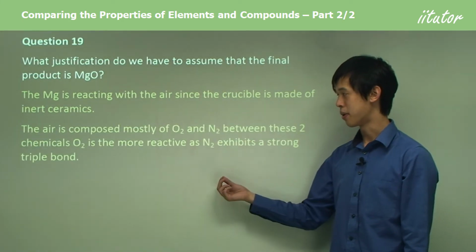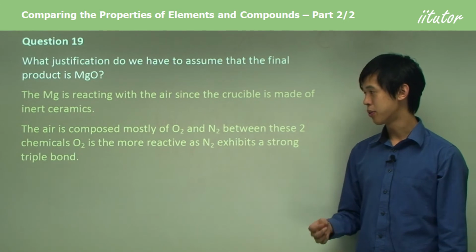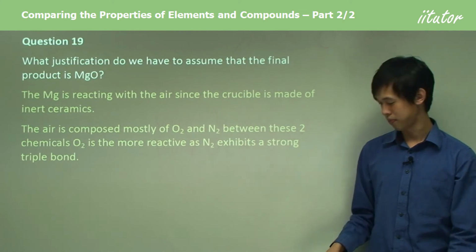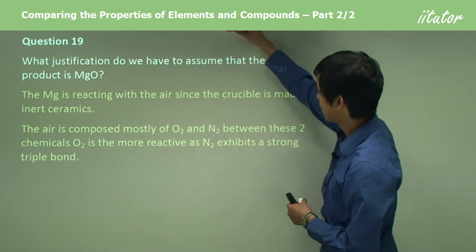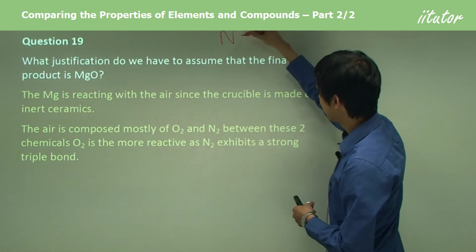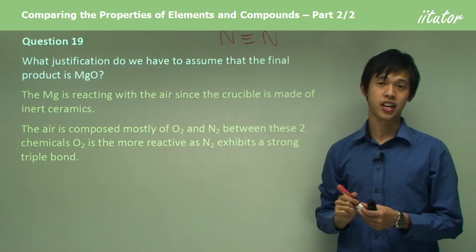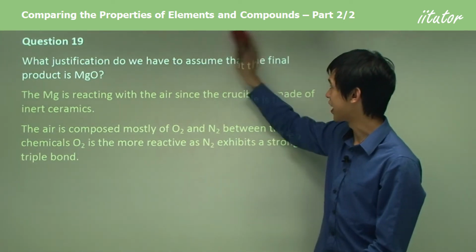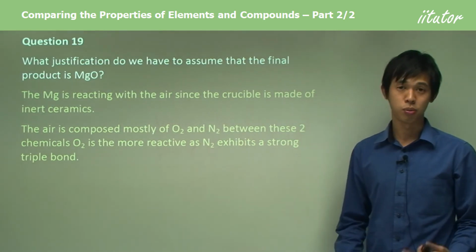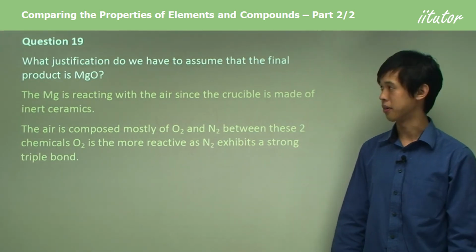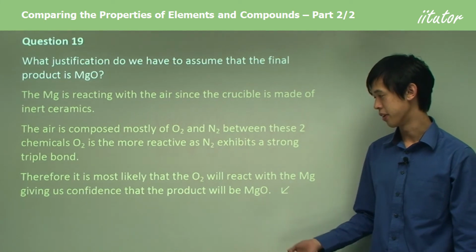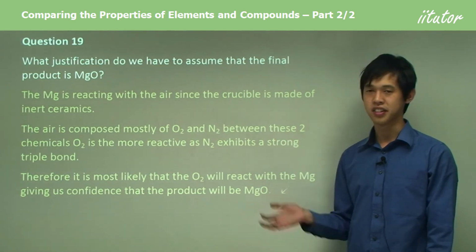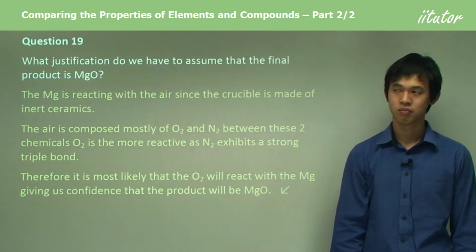Now the air is mostly composed of O2 and N2, and between these two chemicals, O2 is the most reactive because N2 has a triple bond. There's actually 3 bonds between each nitrogen atom. And if you have to break 3 bonds, that's a lot of energy. We always want to go the easiest path. So oxygen will most likely react because the N2 is just so strongly bonded. Therefore, it's most likely that the oxygen will react with the magnesium, giving us confidence that the product will be MgO. So this is just evidence to prove that MgO is actually the product.